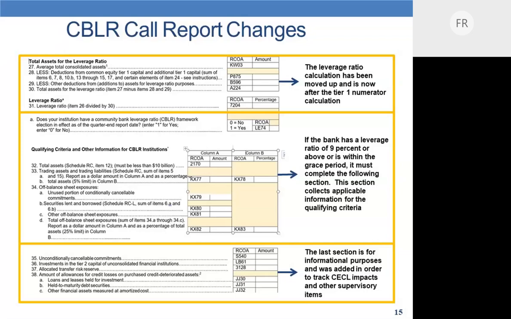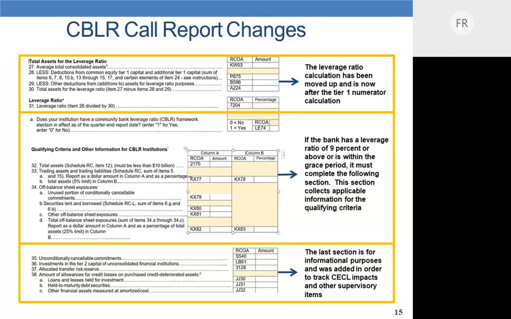The second box relates to the qualifying criteria for institutions using the CBLR framework. So here you'll see line 30, and line 31A that Susie just referred to, where the bank indicates either a 1 or a 0 election to indicate whether or not it's going to opt into the CBLR framework. And then you'll see the rest of the qualifying criteria, which we had covered in previous slides.